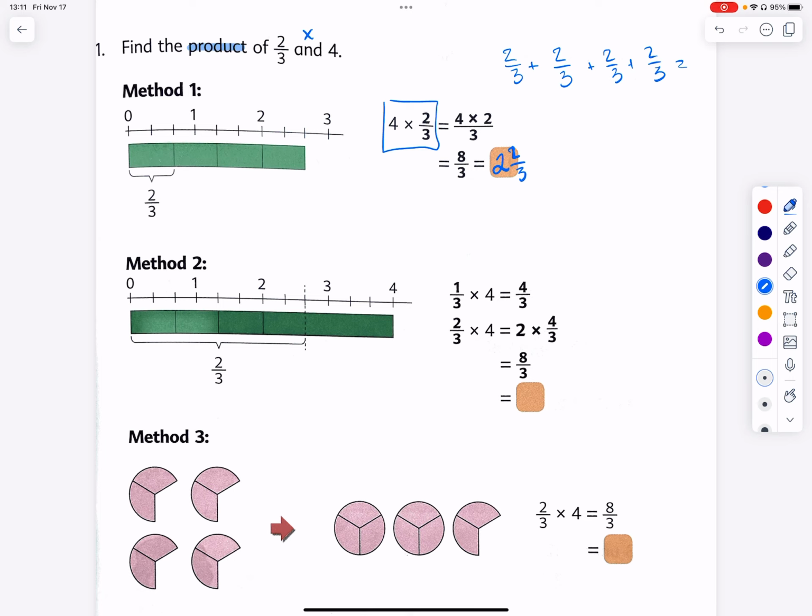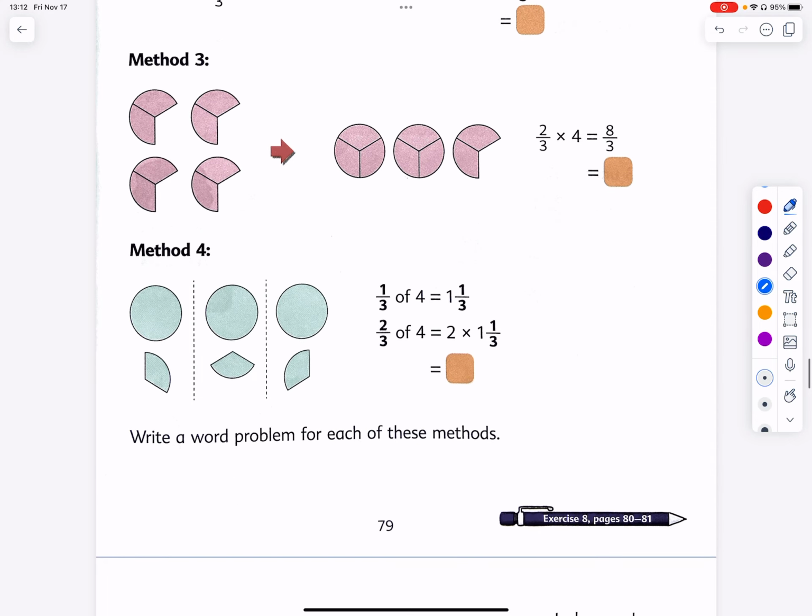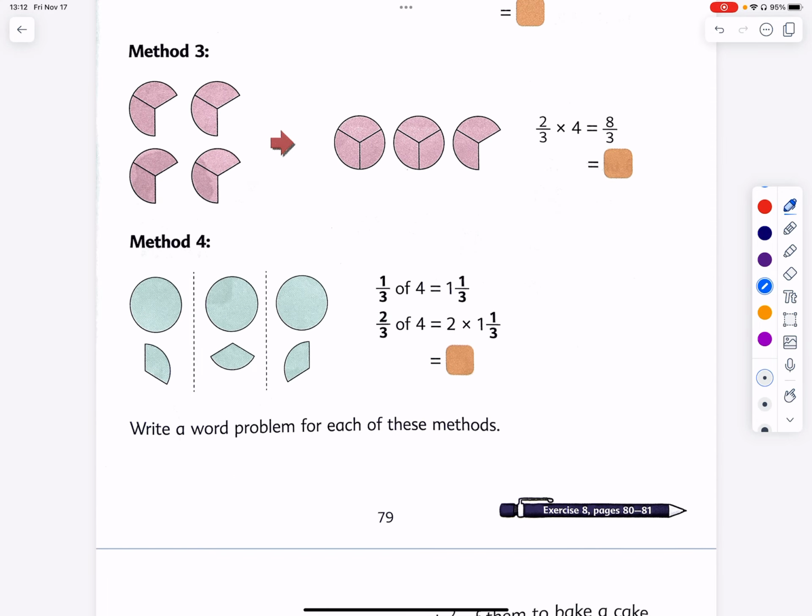Now, of course, we can use different methods, but we're not going to dive into too many methods right now. Let's just move on and explore different examples. Well, let's look at the circles. Again, what is 2/3 of 4? Let me write it down in English. 2/3 of 4, right?